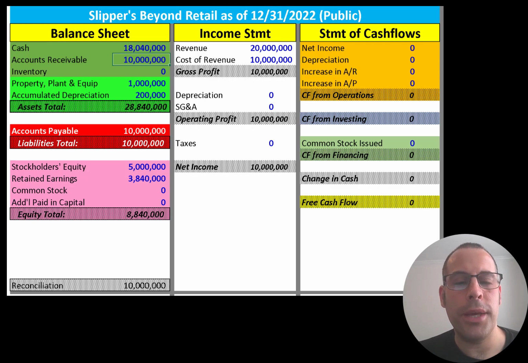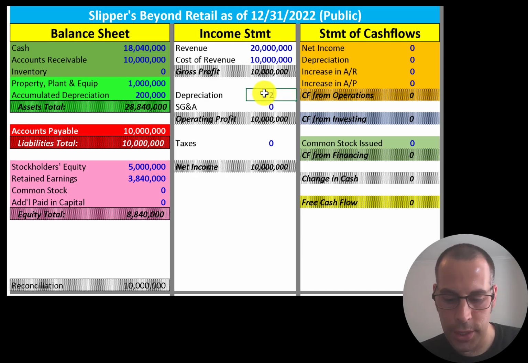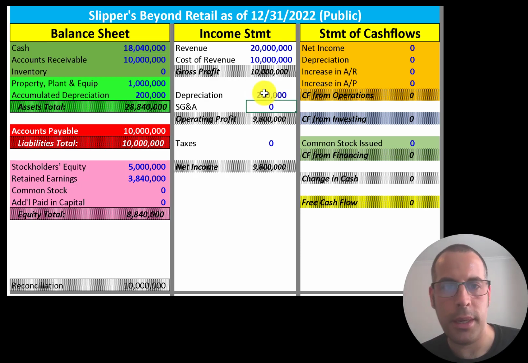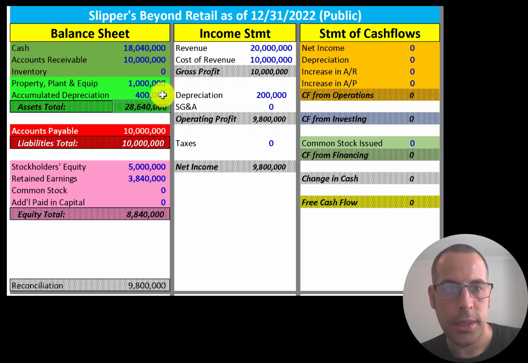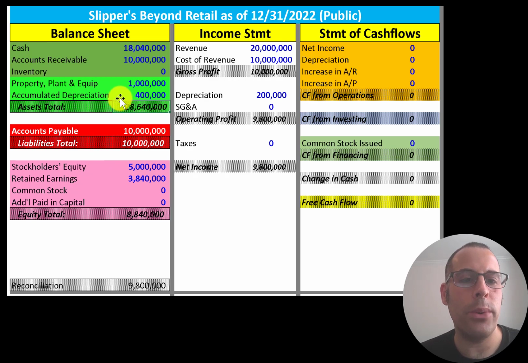Remember, we always mark up the inventory 100% because we make the slippers really nice. We're going to pass through another $200,000 depreciation for the machine onto the income statement. And now our accumulated depreciation is up to $400,000. So why do we break it out like this? Why don't we just put one line item, $600,000?